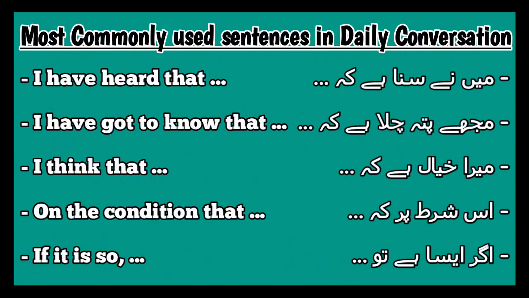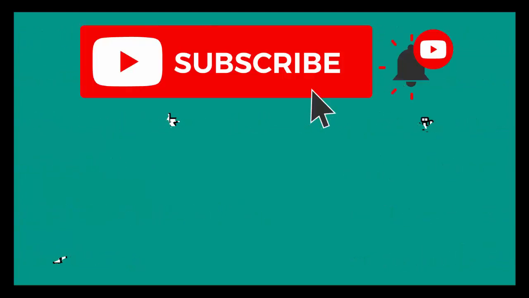So dear brothers and sisters, today we have learned 5 different structures along with the formula and sentences. I've heard that, I've got to know that, I think that, on the condition that, and if it is so. You people must go through these examples again and again and try to use them in your conversation.